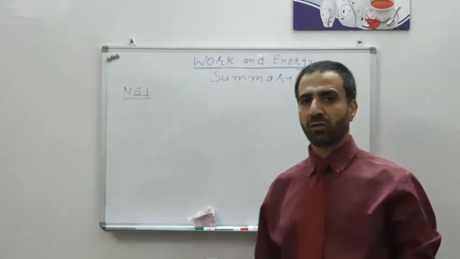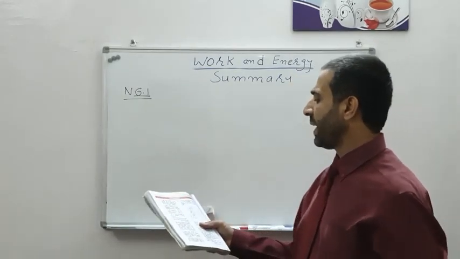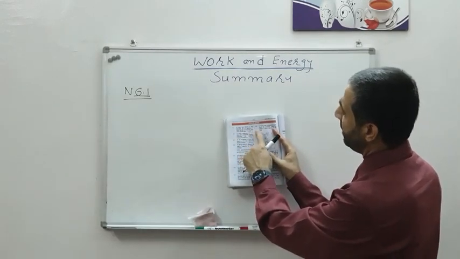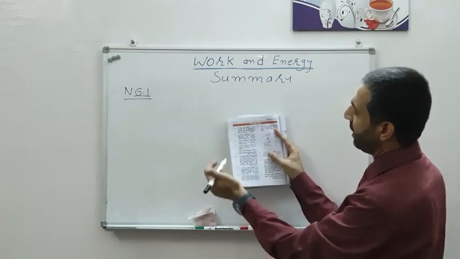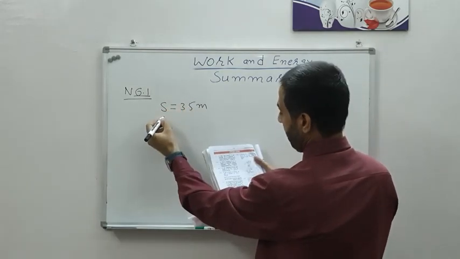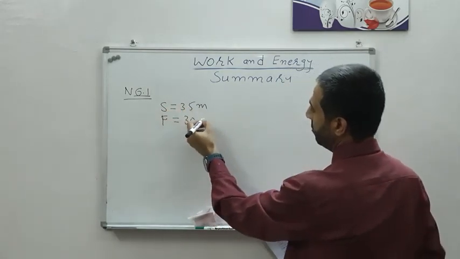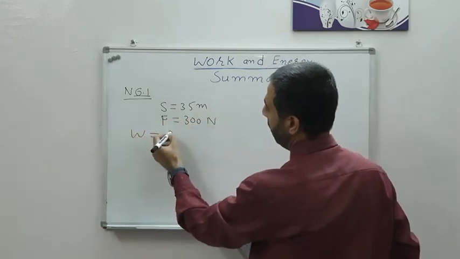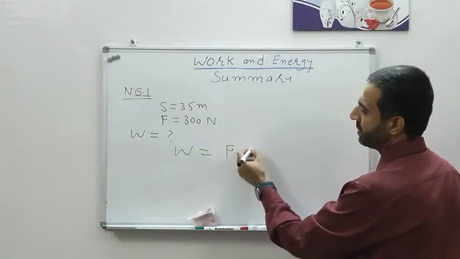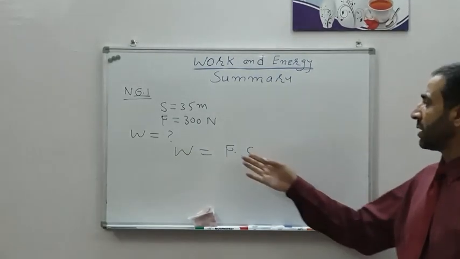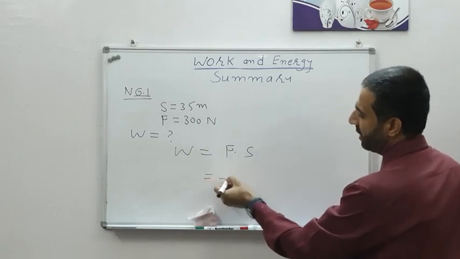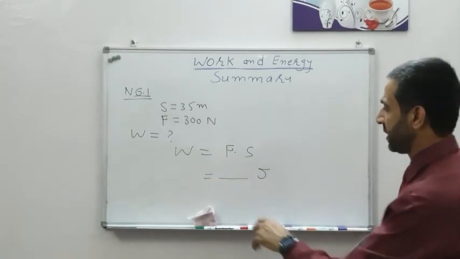So if you look at the data, how can you extract it? A man has pulled a cart through 35 meters, applying a force of 300 Newton. Find the work done. Very easy. Displacement is given, 35 meters. The force applied is 300 Newton. And they ask you to calculate the work done. What is the work done? W = F × S. You just put in the appropriate values, 35 meters and 300 Newton, and you will get the required answer. And of course the answer will be in joules. Hope you will finish it yourself.